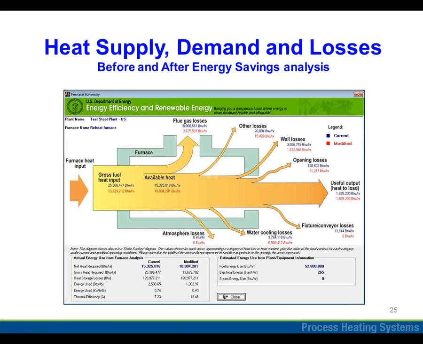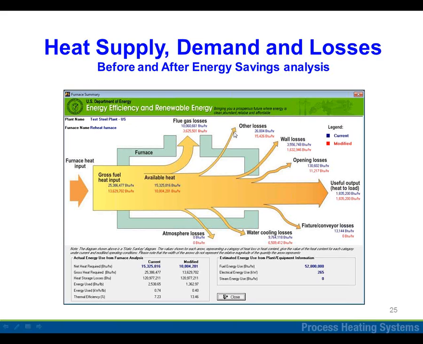Again, now heat supply, demand, and losses. In this diagram, this is again a Sankey diagram. Along with the Sankey diagram, the FAST tool is also giving you a before and after energy savings analysis. You can see right next to these arrows there are two numbers, for example, flue gas losses in this case. This is a reheat furnace in a steel plant, and flue gas losses.